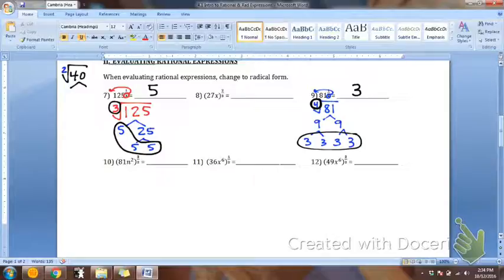So the 4th root of 81 is the number 3. That means 3 times 3 times 3 times 3 is 81. That would be your final answer.